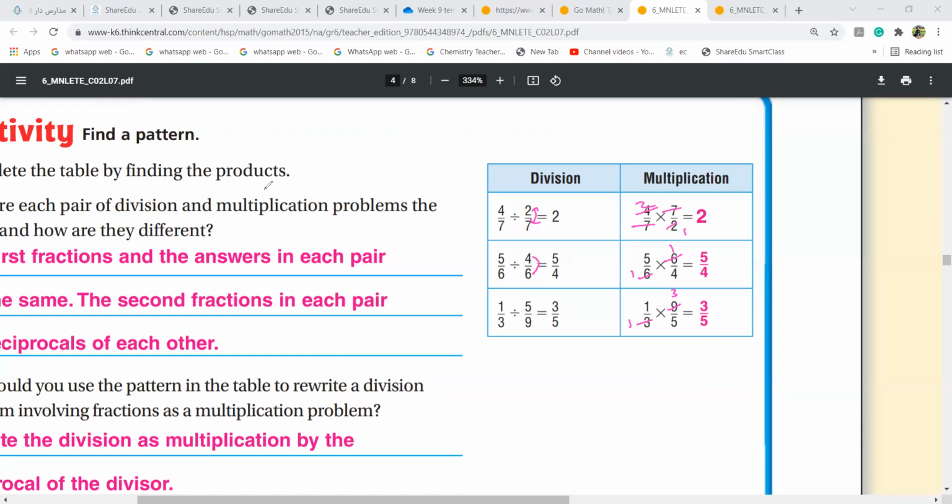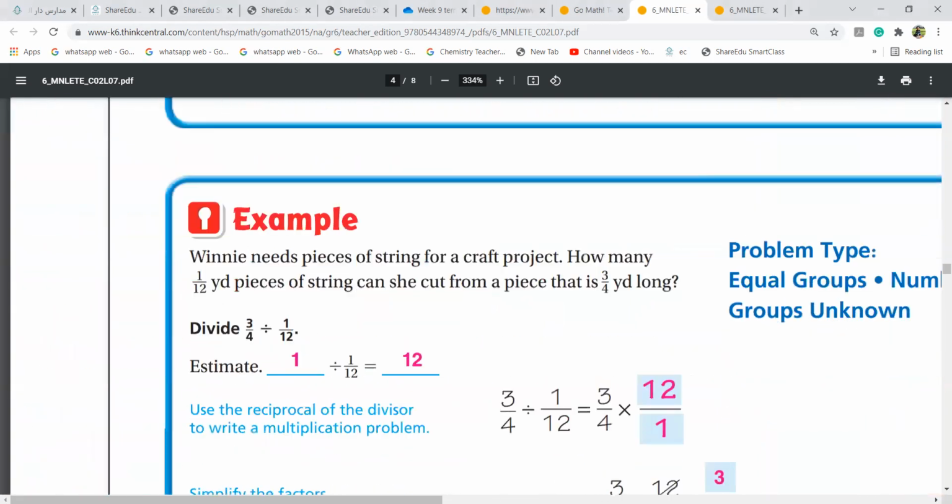Juri Siraj? Haifa? Juri Siraj, did you all complete? Yes. Did you understand, Juri? Haifa, did you understand? I think I understand.